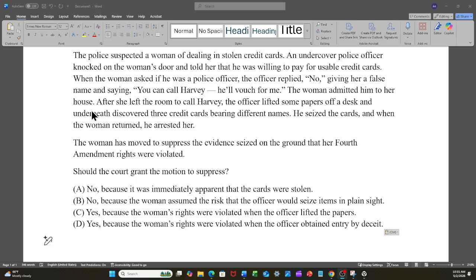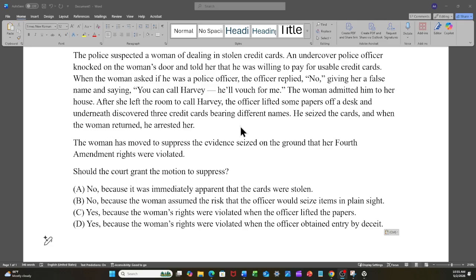Clearly, she knows who Harvey is and lets the undercover agent into her house. After she left the room to call Harvey, which is kind of weird why she went into another room to do that, but that's what she does, the officer lifted some papers off a desk and underneath discovered 3 credit cards bearing different names. He seized the cards, and when the woman returned, he arrested her. The woman has moved to suppress the evidence seized on the ground that her Fourth Amendment rights were violated. Should the court grant the motion to suppress?